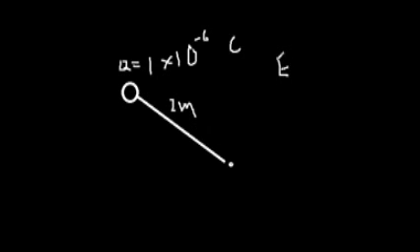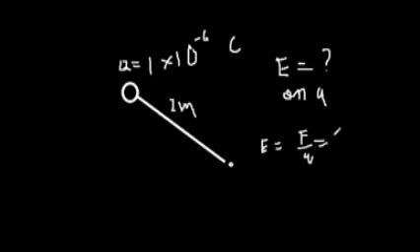We have to find the electric field. What is the electric field on Q? As we know, electric field is force per unit charge, and we just learned in the previous slide that force per unit charge is equal to K into Q by R square.